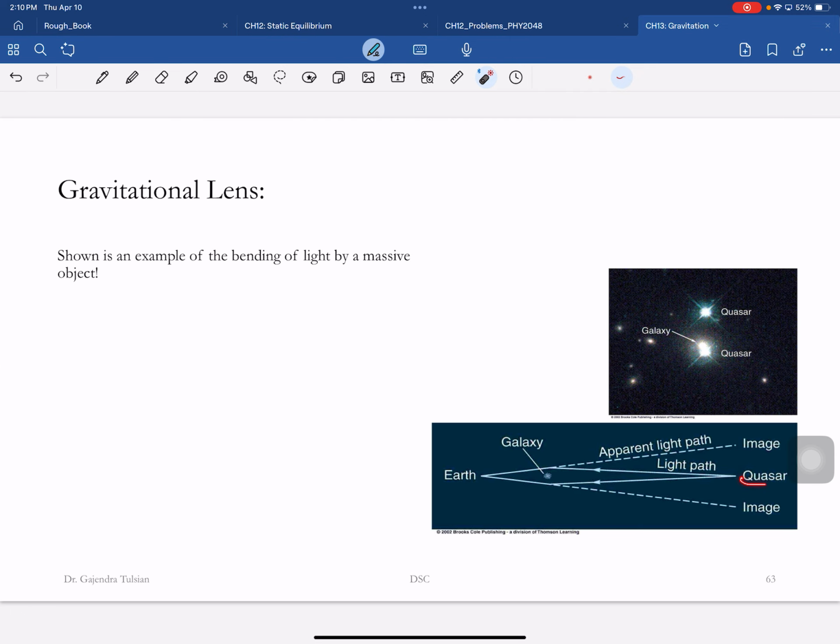All right, here's a quasar. And if you have a massive galaxy here, there's the Earth. This light bent like this, this light bent like that. And you're hardwired to think that light travels in straight lines. So there's an image formed, there's an image formed. So for the same object, you have multiple images formed.